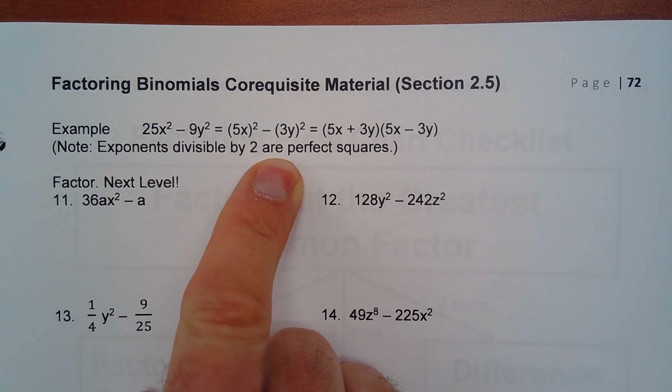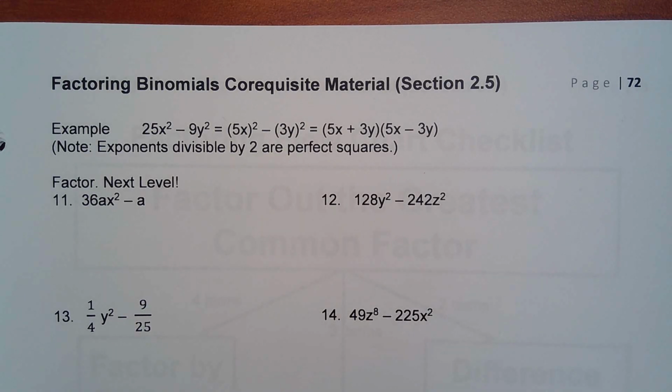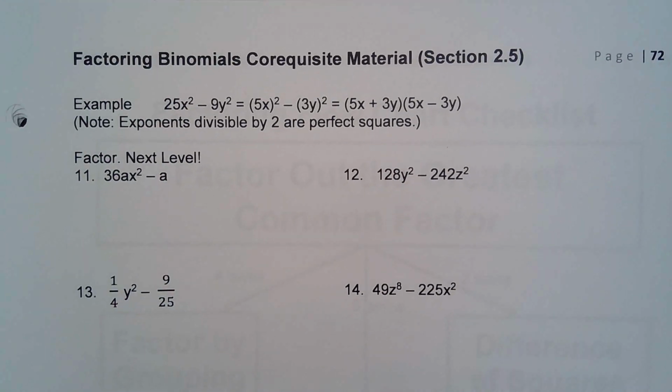Two ways I can get that. If I have like x to the 12th, I can think of that as x to the 6th times x to the 6th, so my square root would be x to the 6th. All right, so let's look at some of these.